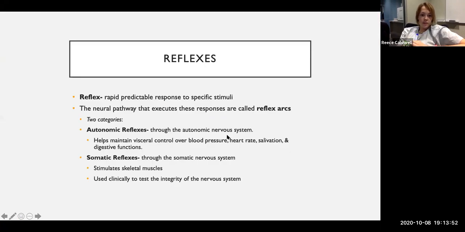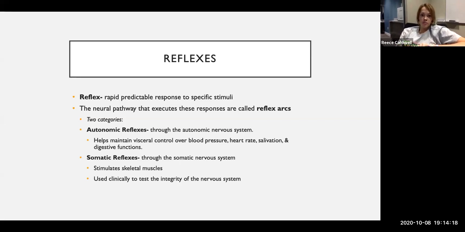So what is a reflex? A reflex is a rapid, predictable response to a specific stimulus. We have a neural pathway that makes these happen called reflex arcs, and we have 2 of them. We have autonomic reflexes and we have somatic reflexes. Anytime you hear autonomic, it's going to mean involuntary. Anytime you hear somatic, it's going to mean voluntary.